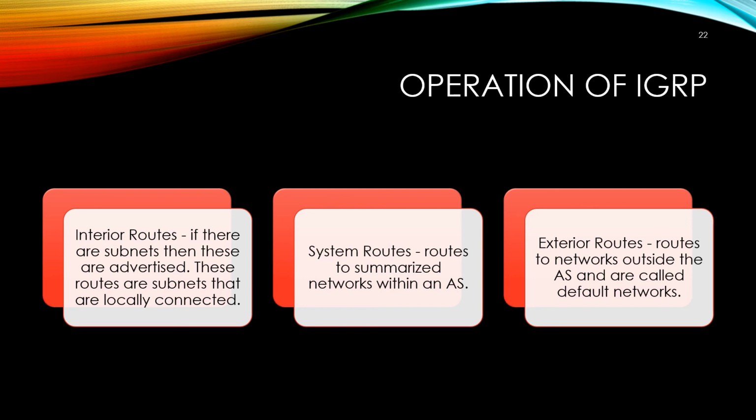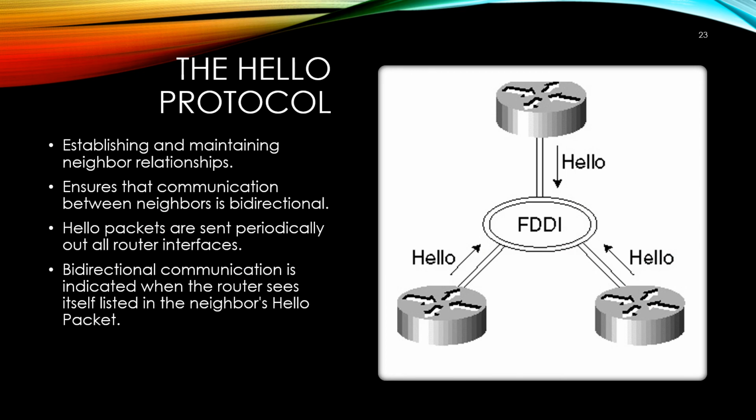So the Hello protocol is responsible for establishing and maintaining neighbor relationships and also ensures that communication between the neighbors is bidirectional. On multi-access networks, the Hello protocol elects a designated router for the network, along with other things. The designated router controls which adjacencies will be formed over the network.